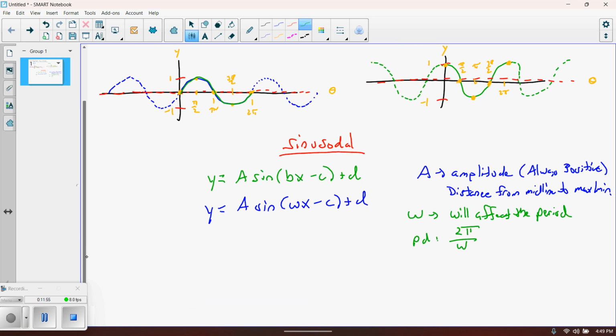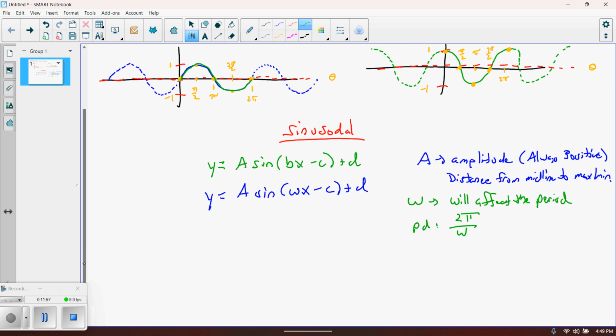The C value, and I actually have to correct myself. I'm going to go back and correct my formulas in just a second. But the C value will shift left and right. This is what is known as a phase shift.